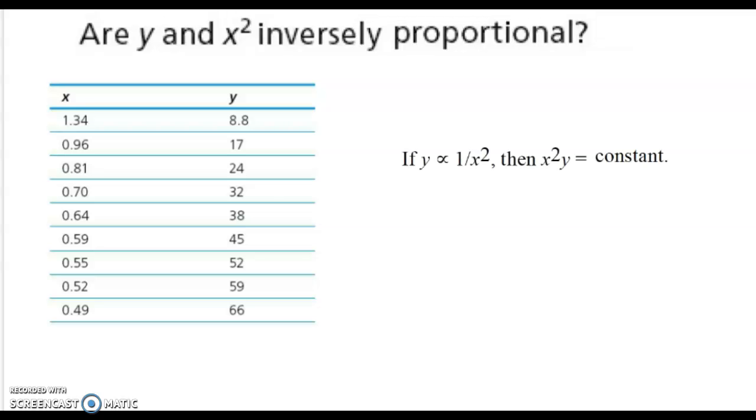So, if y is proportional to 1 over x squared, then x squared times y should give you a constant value. And what you should find is that when you try this with x squared times y, you will not get the same constant value. A relationship that's proportional would give you a constant value always.